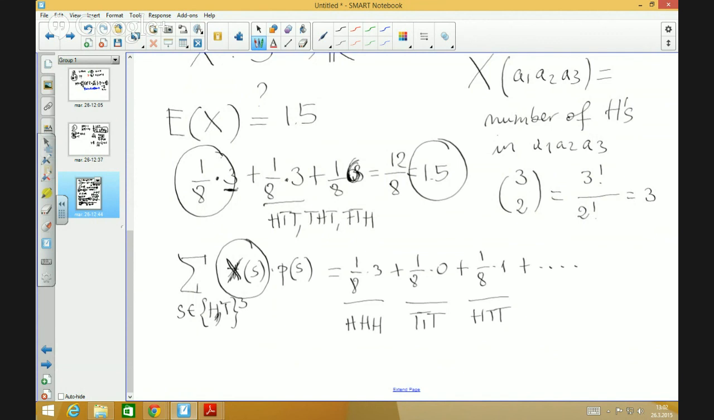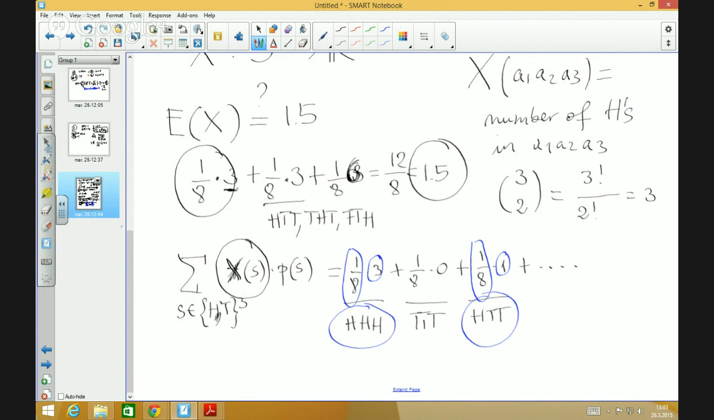So when you're looking at head, head, head, the probability of seeing the outcome is 1/8, and the number of heads that you see is 3. And you do this for each one of the possible outcomes. So for instance, if the possible outcome is head, tail, tail, then its probability of occurring is still 1/8. And the number of heads that you've seen is 1. Okay?